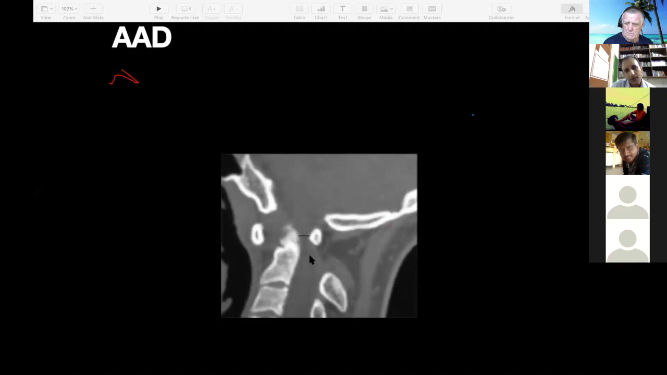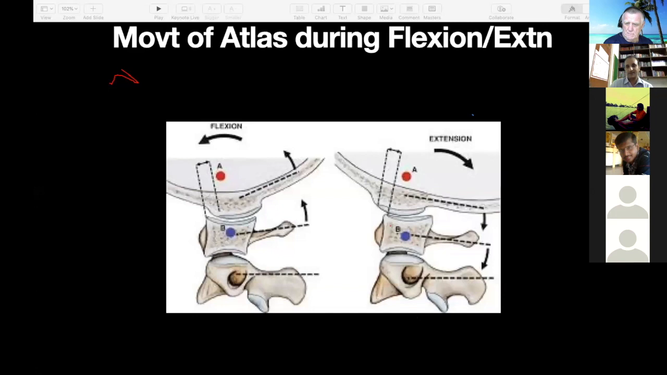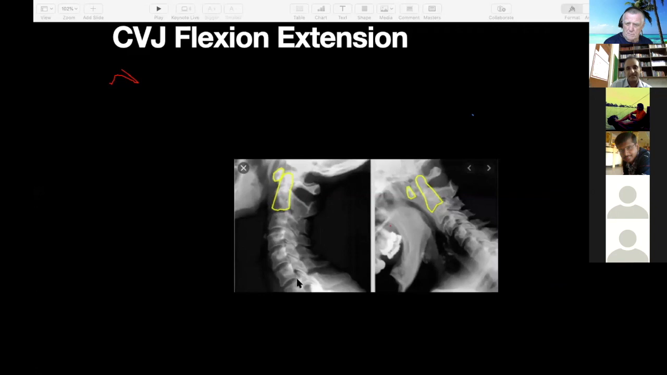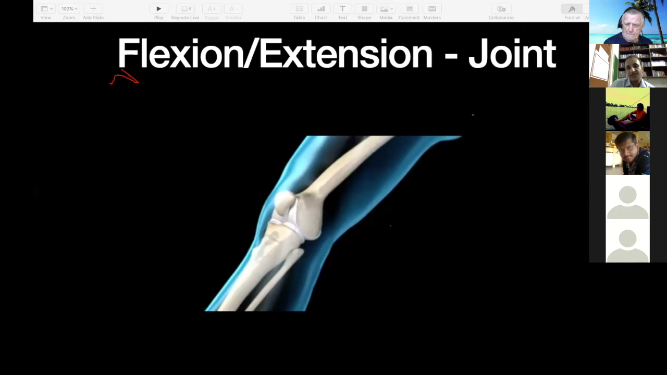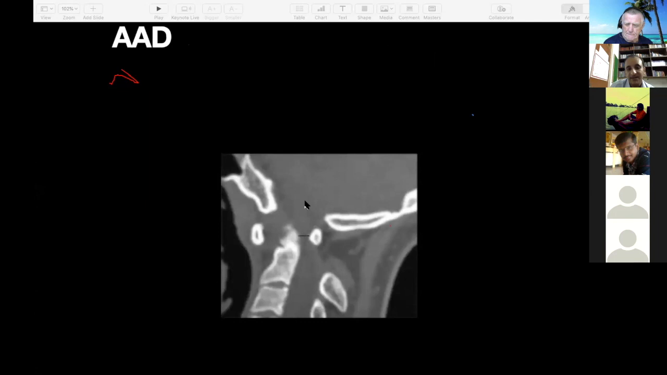Now look here. Look at this. See, here the C1 posterior arch matches with C2, right? Then when there's dislocation, what is happening? The C1 has gone in front, the spinal cord is here, and the C2 is hitting the spinal cord.